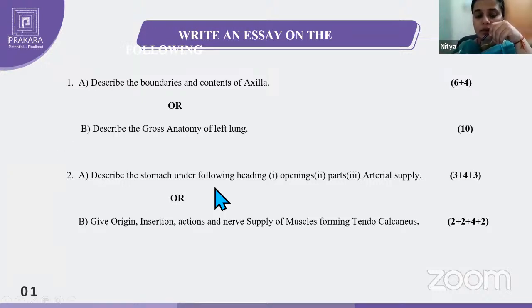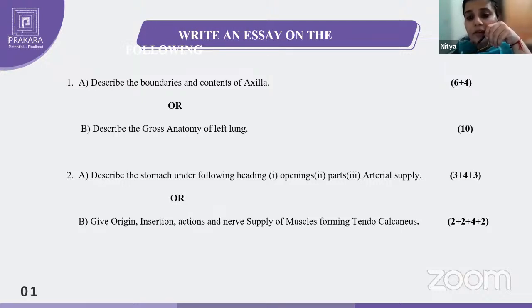Next, coming to the stomach. If you see the stomach here, they have specifically asked the questions. So when the questions are specifically asked, then you can just put the number. Like the first question is openings of the stomach. The stomach has the cardiac orifice or cardiac opening and the pyloric opening. You can mention that. Then what are the parts of the stomach?